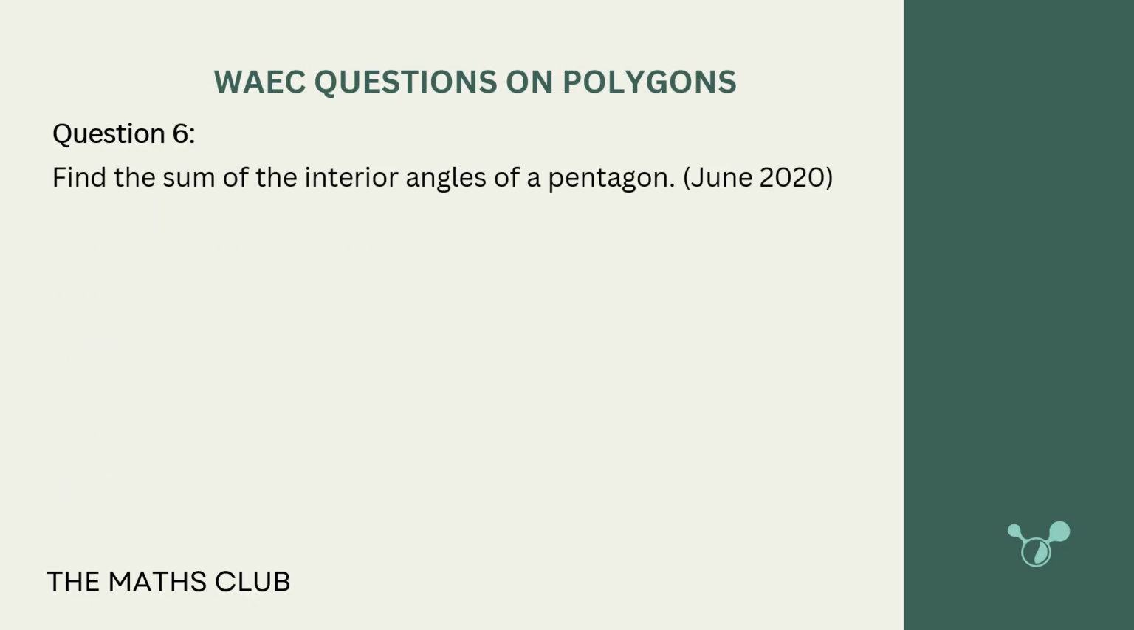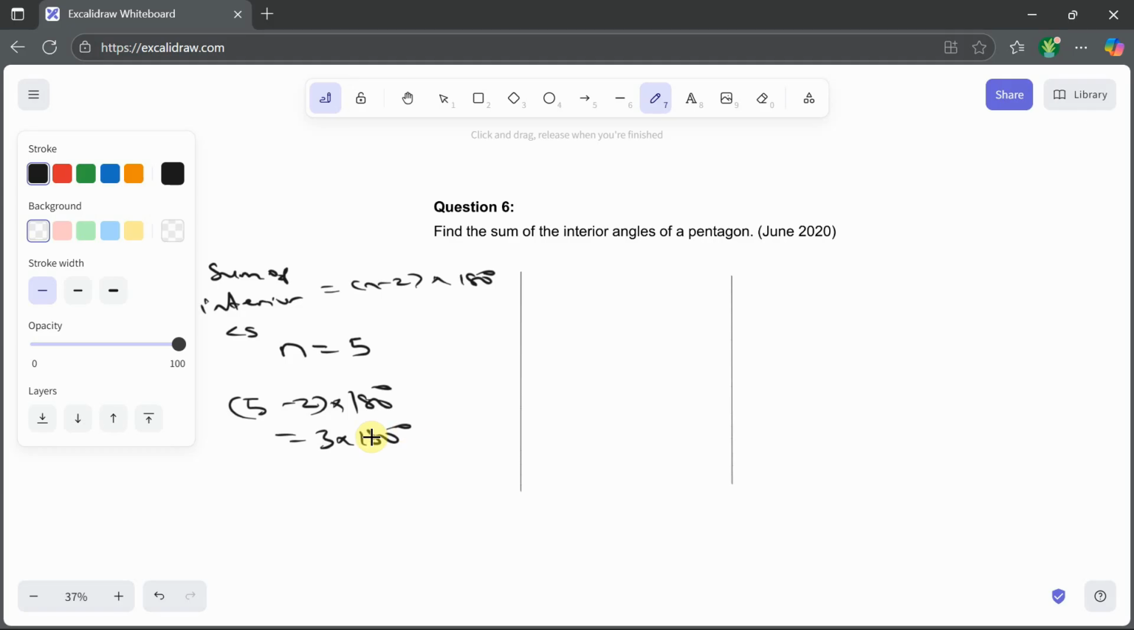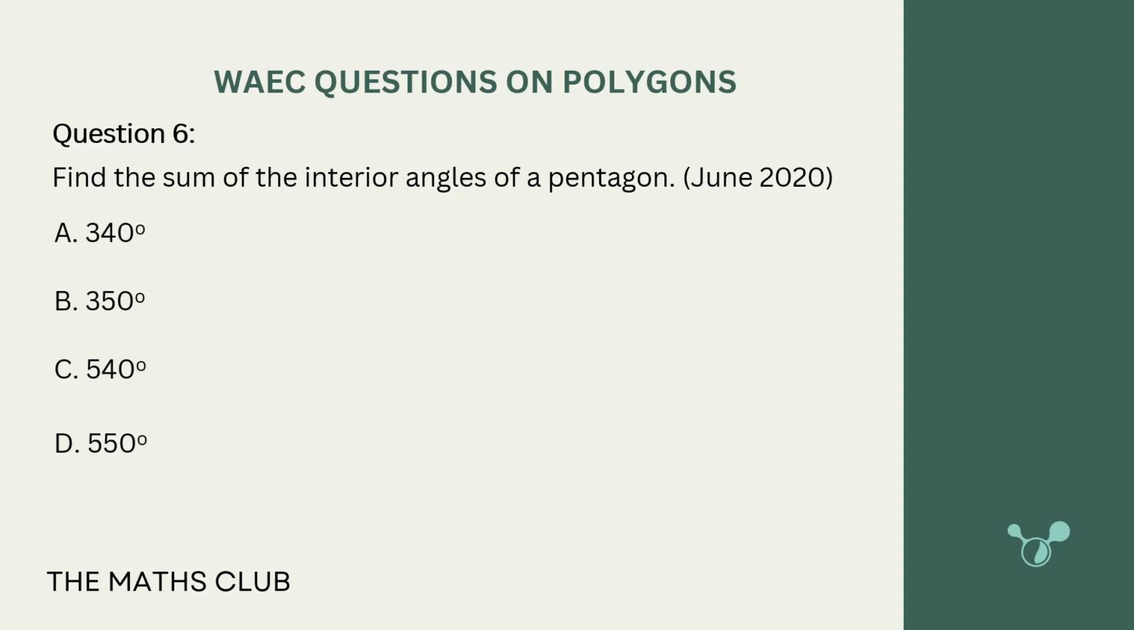Question 6 now says find the sum of the interior angles of a pentagon. Of course, you can solve this without even batting an eyelid. You know that the sum of interior angles is (n minus 2) times 180 degrees. I think the trick here is knowing what a pentagon is. If you don't know what a pentagon is, know that the n is 5. So you must know what each shape stands for. So for a pentagon, our n is 5. So just substitute and say 5 minus 2 multiplying 180 degrees. So that will be 3 times 180 degrees, and that will give you 540 degrees. Let's see if we're correct. That will be option C.